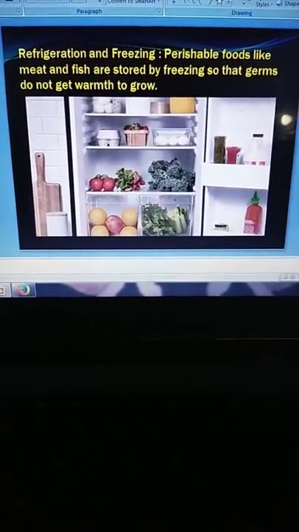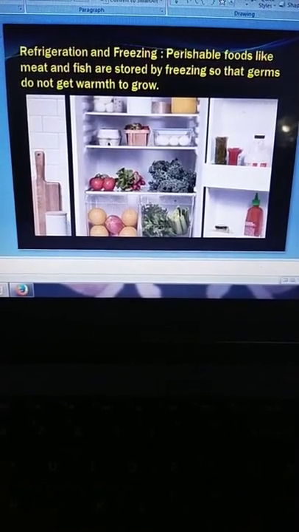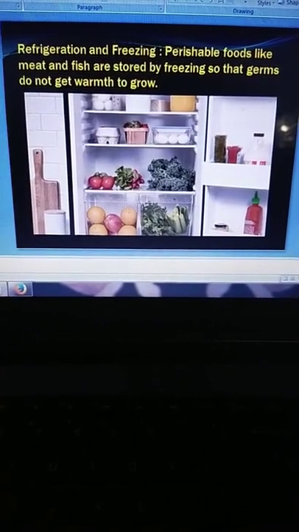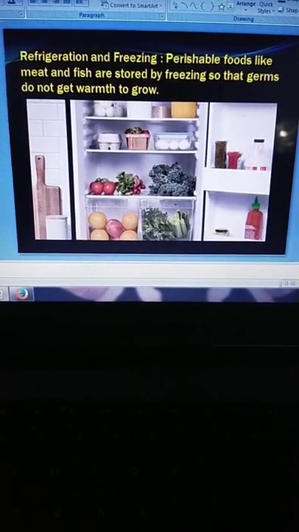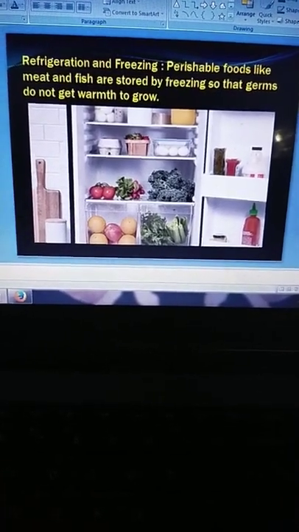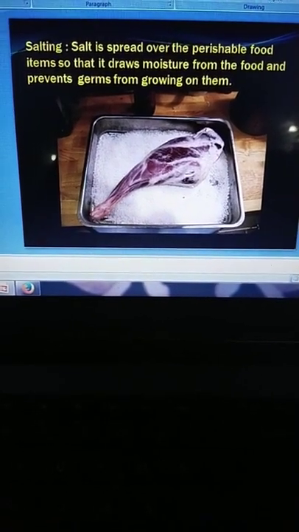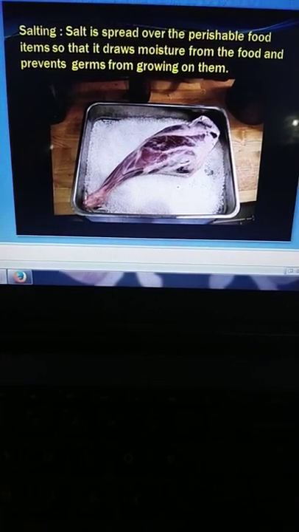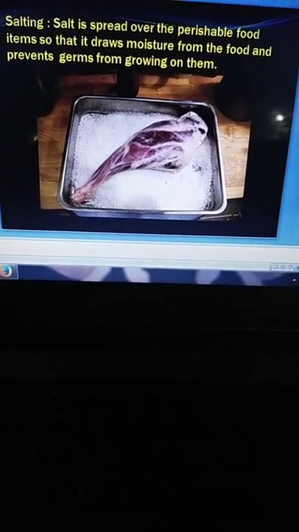Refrigeration and freezing. Here, perishable foods like meat and fish are stored by freezing so that germs do not get warmth to grow. They are kept in cold places so that the bacteria do not get the warmth of the outside and grow on them. Salting. In this process, salt is sprayed over the perishable food items so that it draws moisture from the food and prevents germs from growing on them.